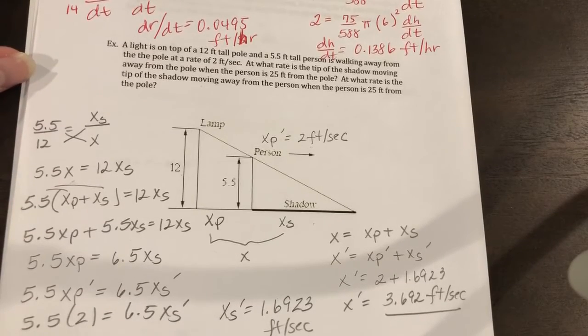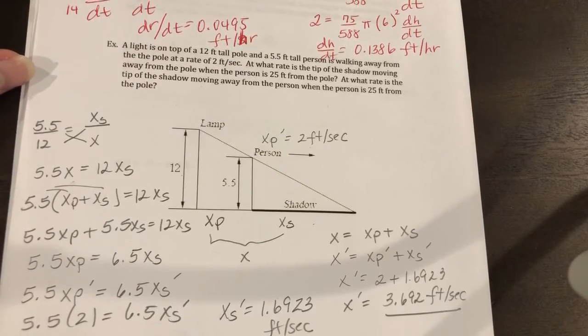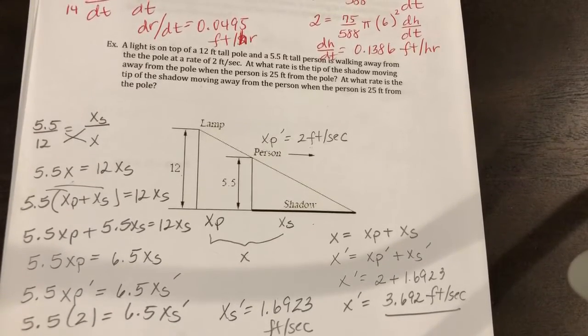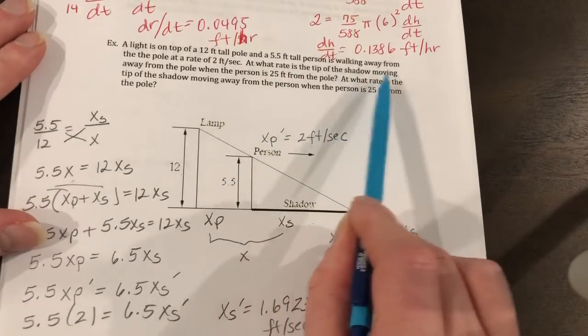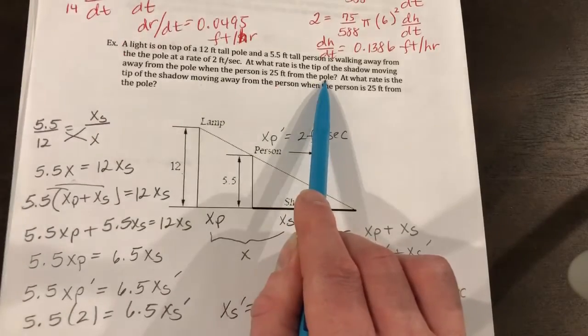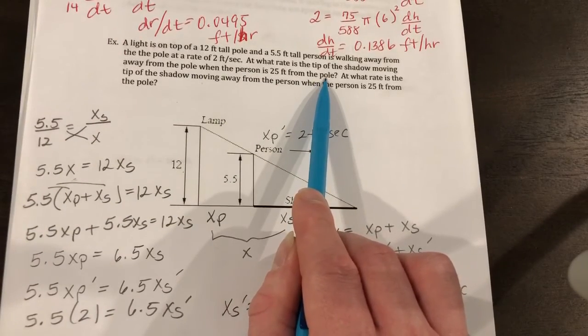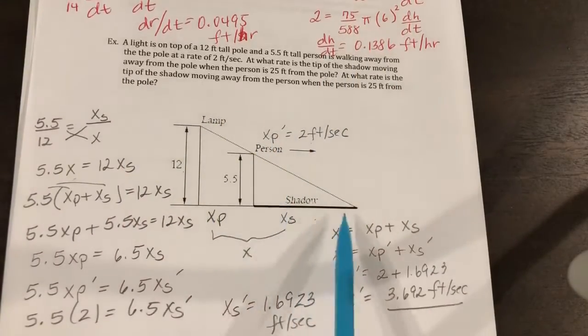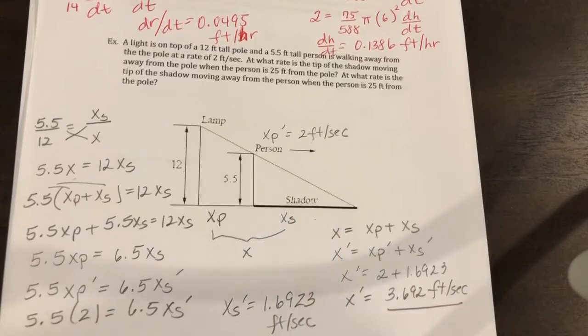Now, I did put one of these questions on your homework so you can get another try at them. It's just a little bit confusing. So you need to make sure that you pay attention to what each part's asking. At what rate is the tip of the shadow moving away from the pole when the person is 25 feet from the pole? Okay, that's going to be X'. At what rate is the tip of the shadow moving away from the person? That's going to be XS'. Okay, it's confusing, I know. I had to look it up.